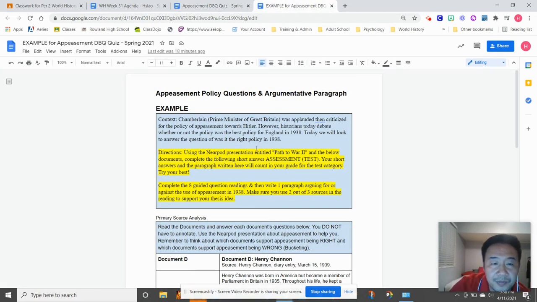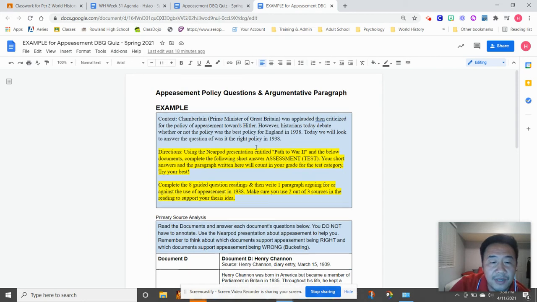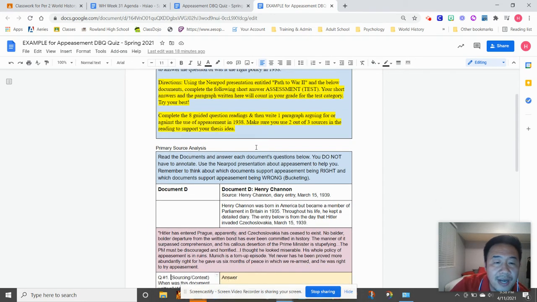All right, so for the example, the example is going to be a different document that you are not going to be needing to do. That's why I can give you the answers for this. And so I'm literally going to go through this document with you so you understand the best way to attack this assessment or this quiz.